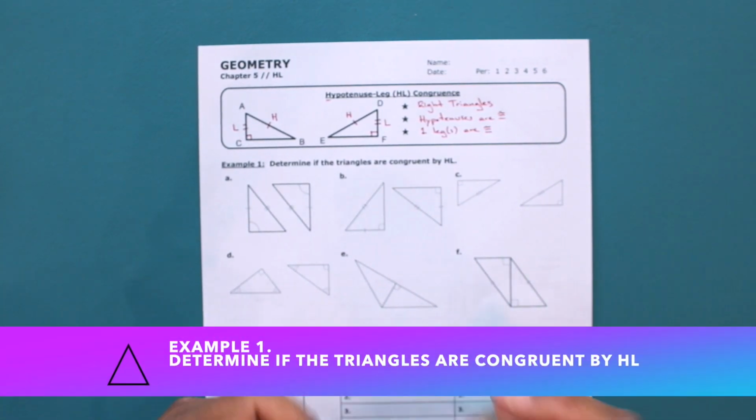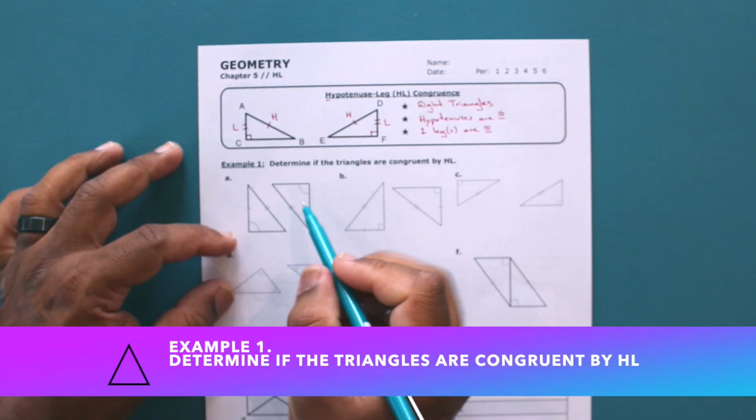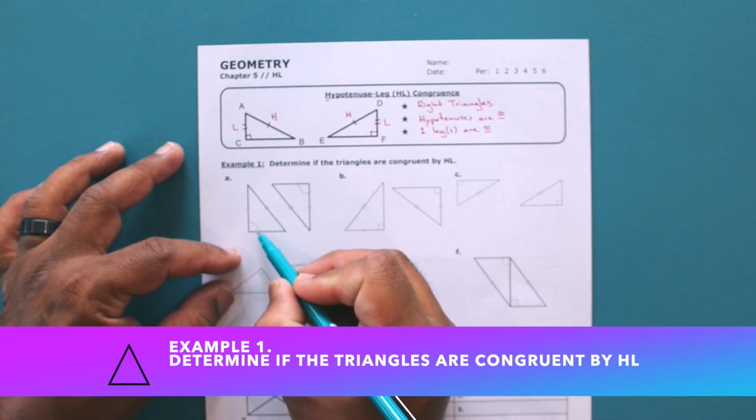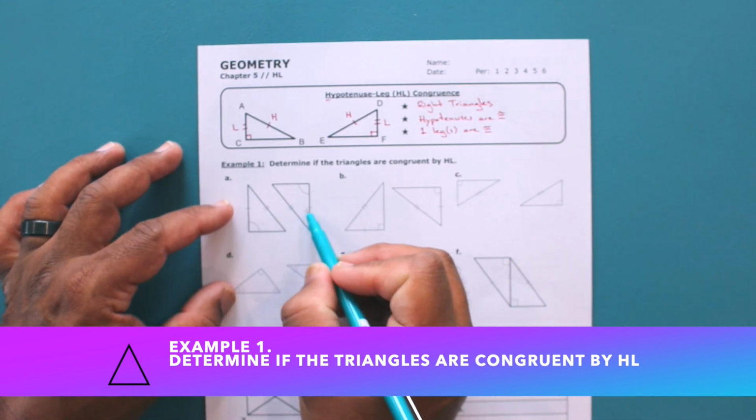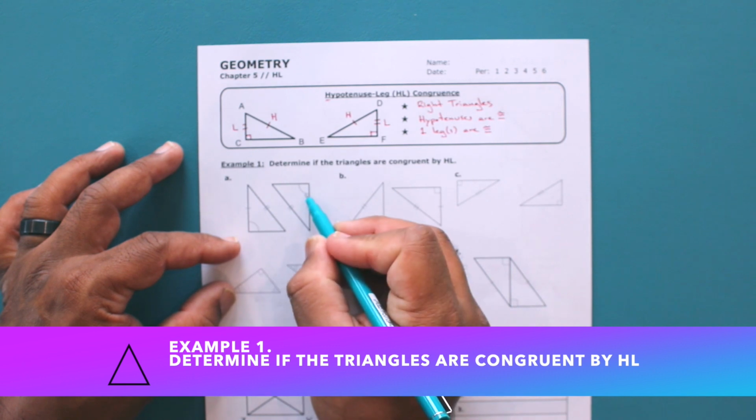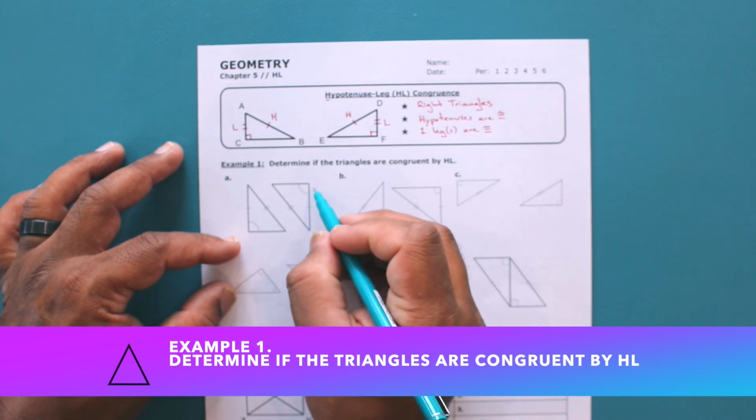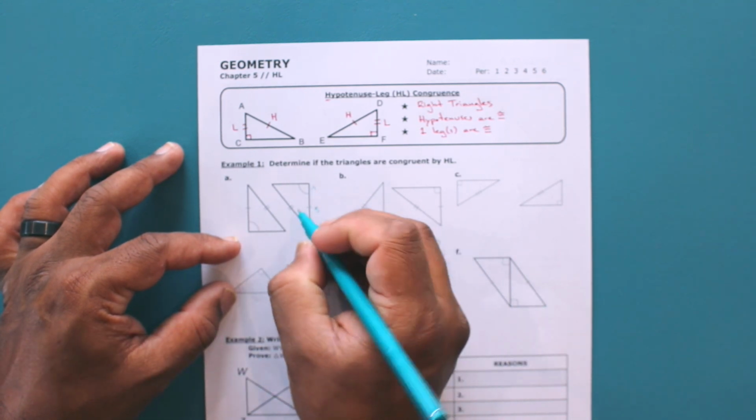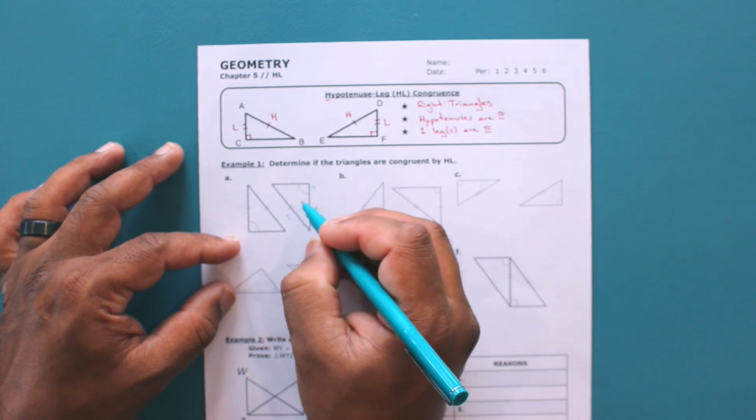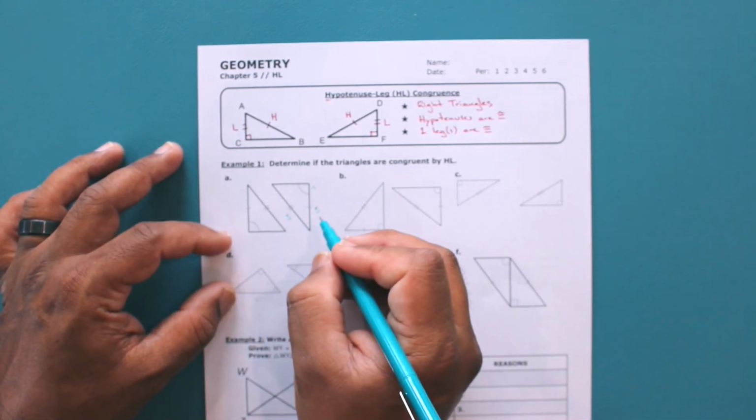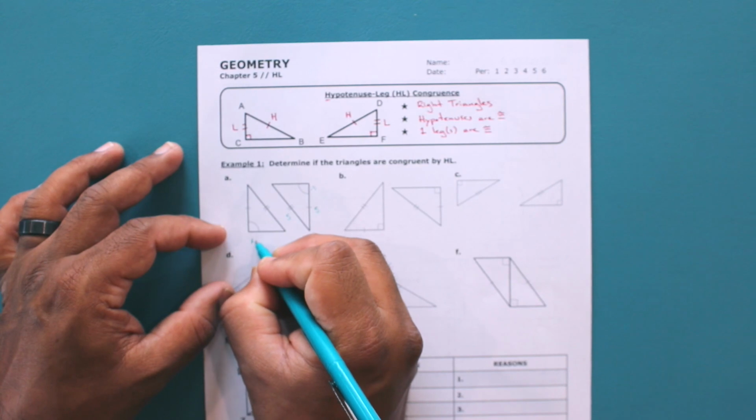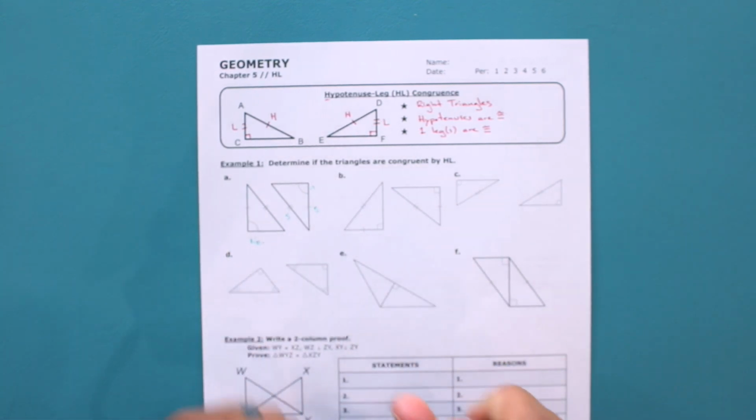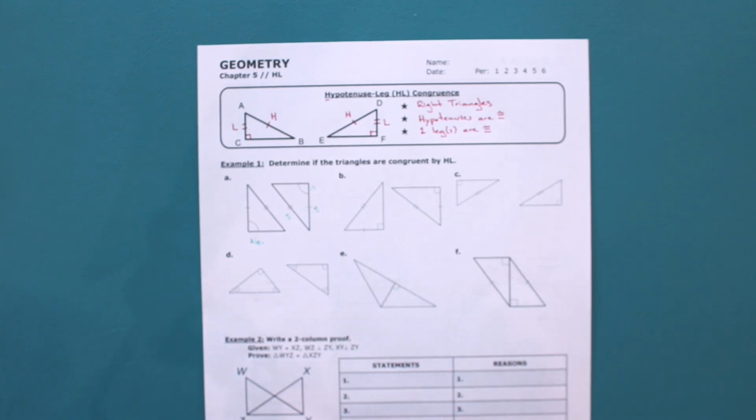So looking at the examples here, this angle and this angle are the same. We've got two sides the same, but we don't know if that's a right triangle. So sure enough, that's an angle, a side, and an angle, but we don't know if it's a right triangle, so we can't use hypotenuse leg. So no. All right, let's check out B.